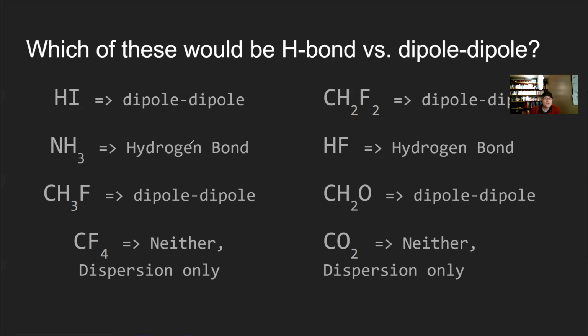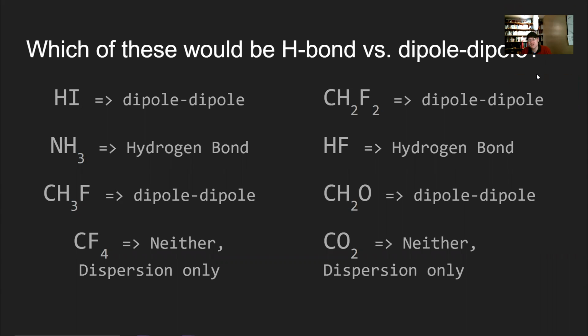CF4 is neither dipole-dipole nor hydrogen bond, since it is a non-polar molecule. As we're looking at CH2F2, it is a dipole attraction, for a very similar reason to the CH3F that we looked at a moment ago, because it is a polar molecule. The HF will be hydrogen bonds.